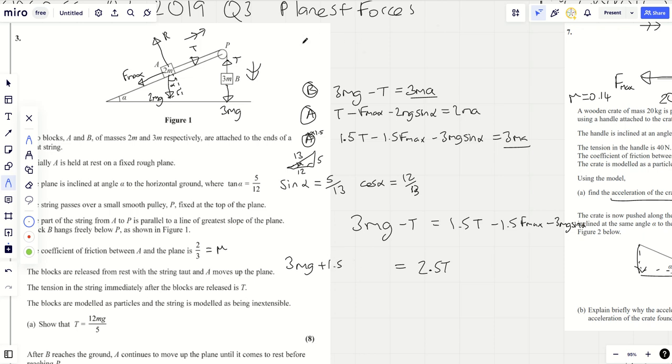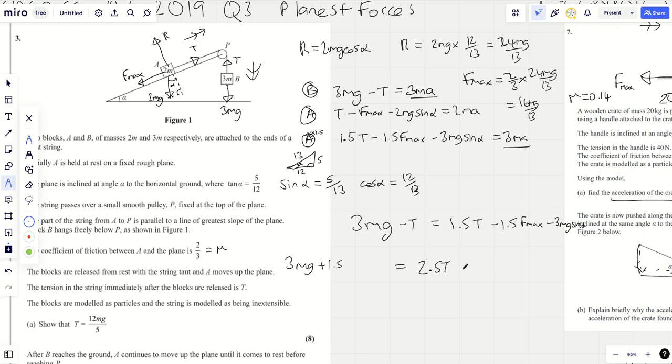Now, let's quickly do some other work. R is going to be equal to 2 mg cos alpha, and that's just because the ups are going to equal the downs because it's not bouncing. And so R is 2 mg times 12 over 13, which is 24 mg over 13. But as F max is mu R, it's 2/3 times that, and that's 16 mg over 13.